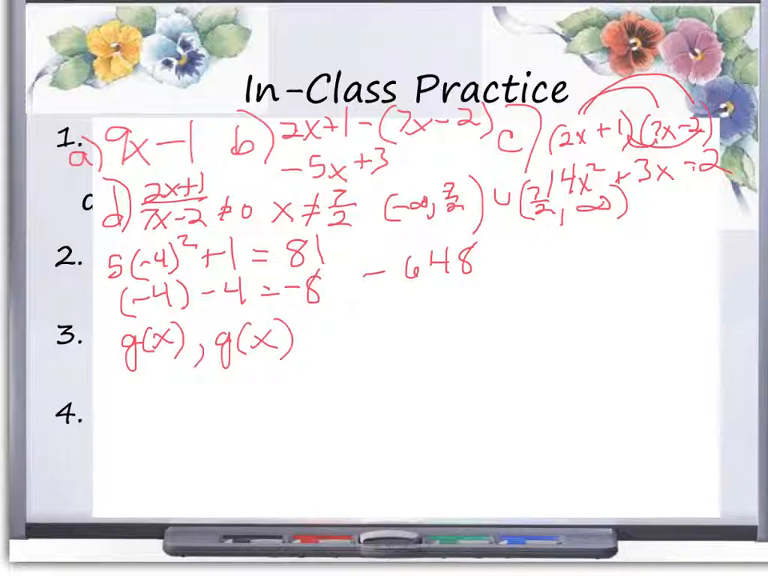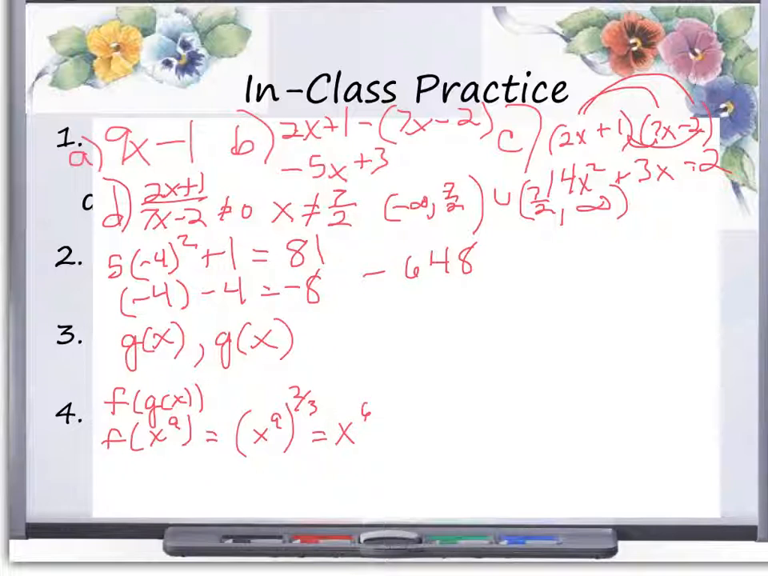All right, and then number 4, we're composing a function. So we want f of g and g of f. First off, we have f of g of x, which is f of x to the 9, which is x to the 9 to the 2/3. Well, when I multiply 9 times 2/3, the 3's cross out and I'm left with 6. So my answer is x to the 6.